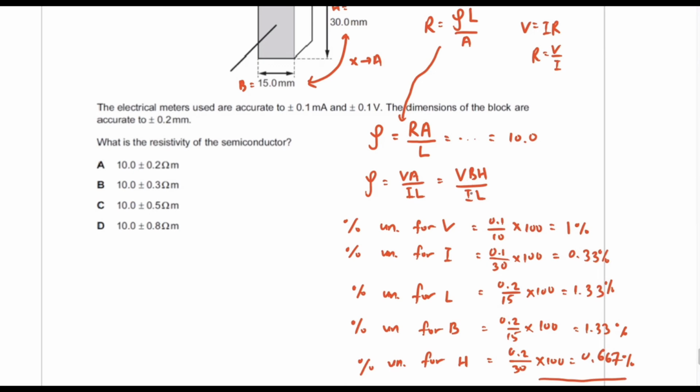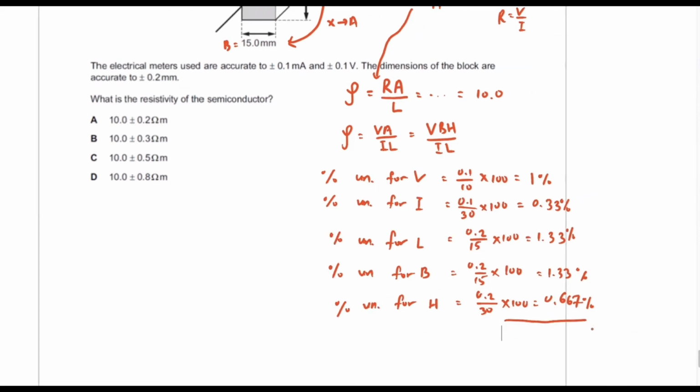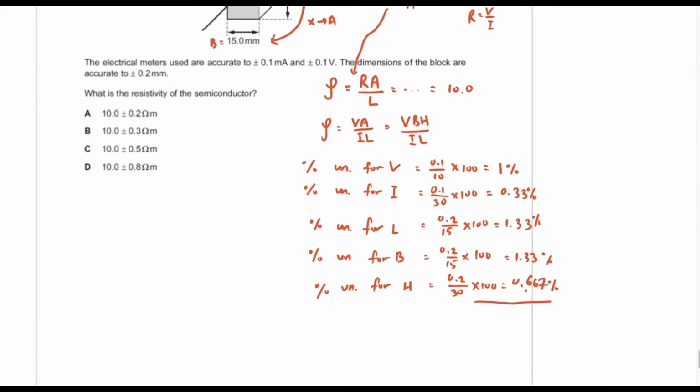Now we add up. No matter whether they are multiplying or dividing, we just add up the percentage uncertainties. By adding up all of these, you get 4.67%. So 4.67% is the percentage uncertainty for resistivity. So we use the percentage uncertainty 4.67, which is delta resistivity over resistivity times 100.